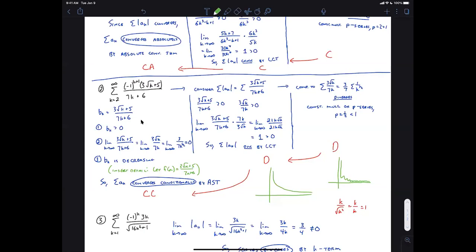So the idea is if these two diverge, then on normal problems, this is going to converge anyway, unless it's k-term test. Everybody clear?